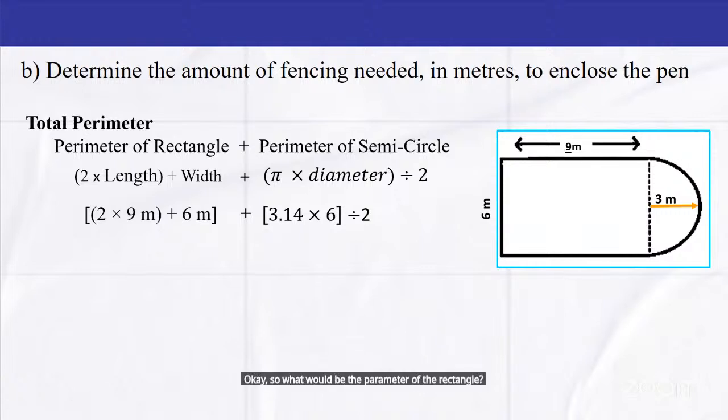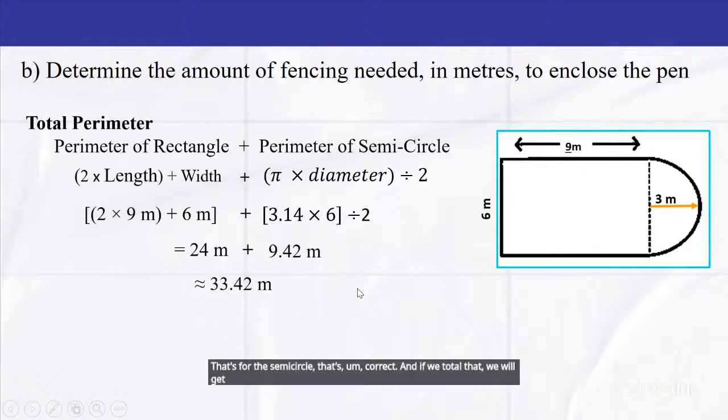All right, no response just yet. Janelle says 24 meters. Okay, wonderful. And the first person who said 9.42, that's for the semicircle, that's correct. And if we total that, we will get 33.42 meters.